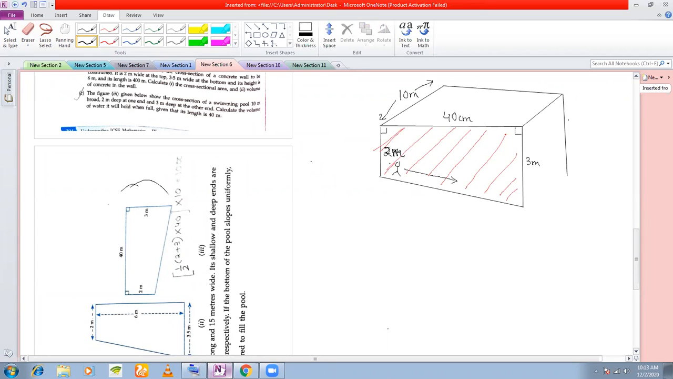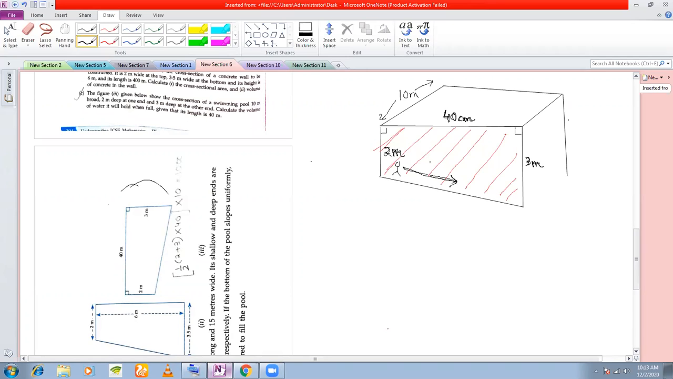Okay, when the person lands here, it is 2 meters deep at one end and 3 meters on the other end. And as he is going down into the swimming pool, this becomes 3 meters in depth. Okay, he is going deep into the water. Calculate the volume of water it will hold when it is full, given that the length is 40. So this length is given to be 40.